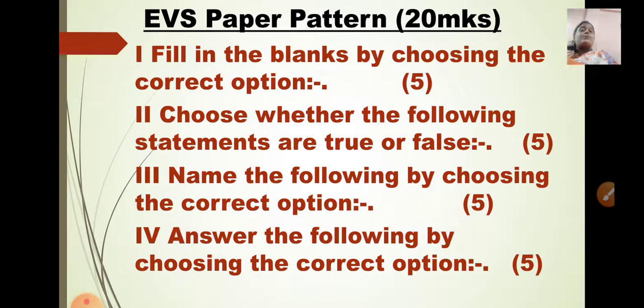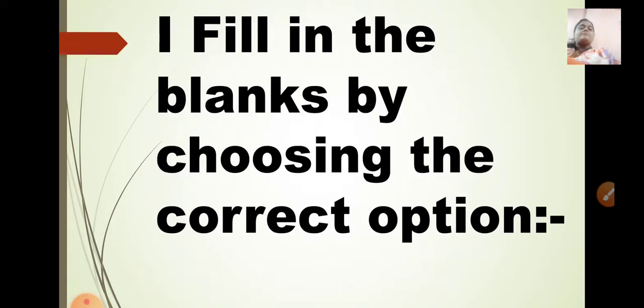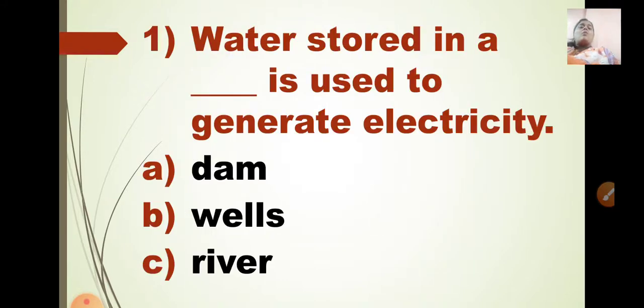Now let us start with the first Roman number, that is fill in the blanks by choosing the correct option. I have taken a few examples of it. Look at the first one. Okay, this is going to be your head question. Now look at the first question of fill in the blanks. Water stored in a dash is used to generate electricity.